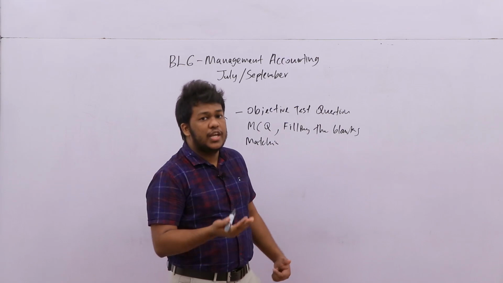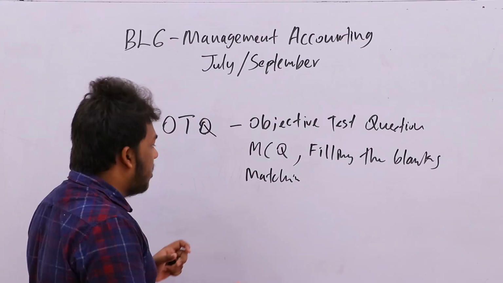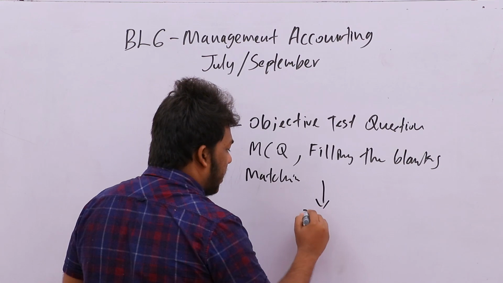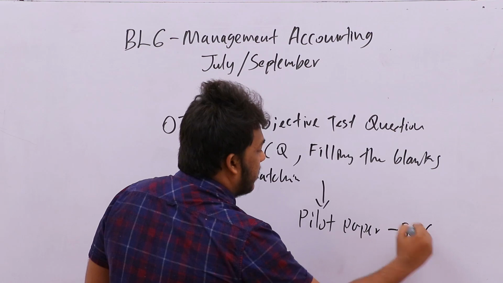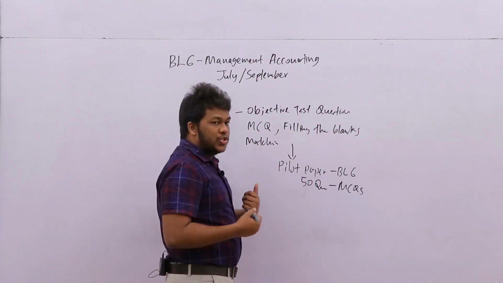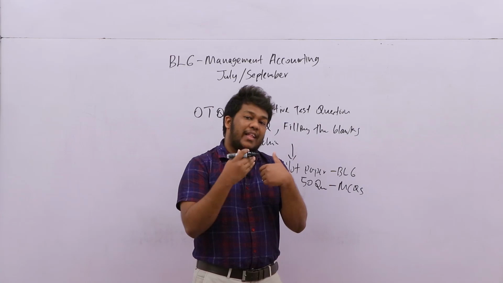But if you see the pilot paper in BL6, there are 50 questions, and all 50 questions are MCQs. But it's good if we can prepare for the OTQs, which means the other types: fill in the blanks, short answering, and matching questions.